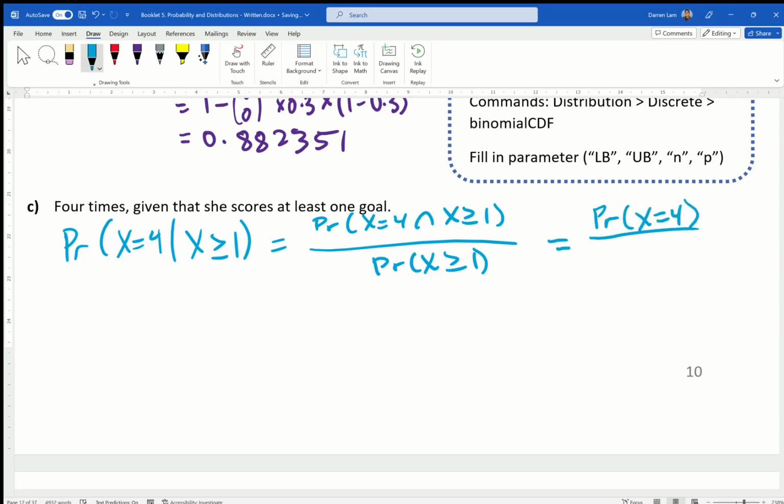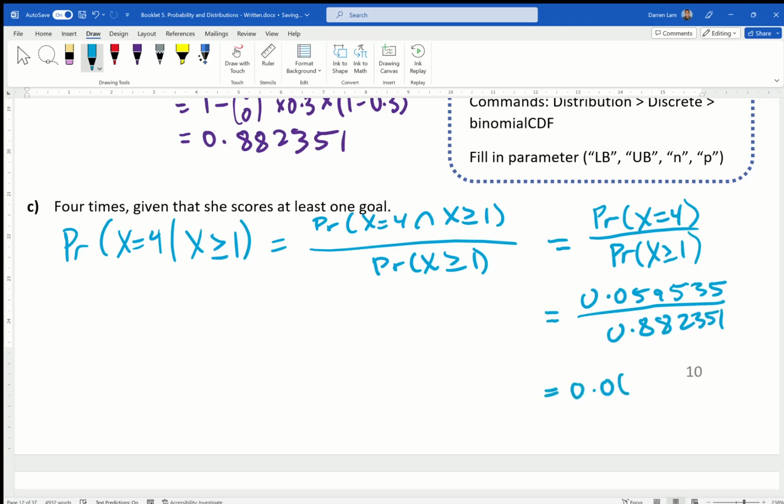I'm going to copy the denominator over. We know the values from earlier, so 0.059535 over 0.882351, which is just 0.0675 in your calculator.